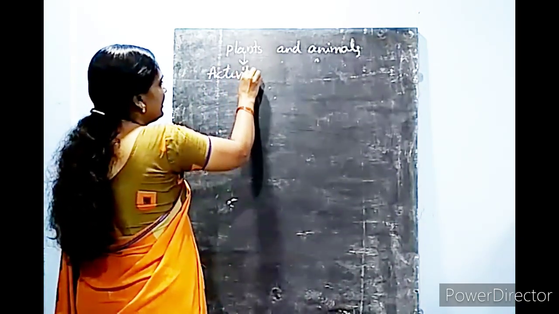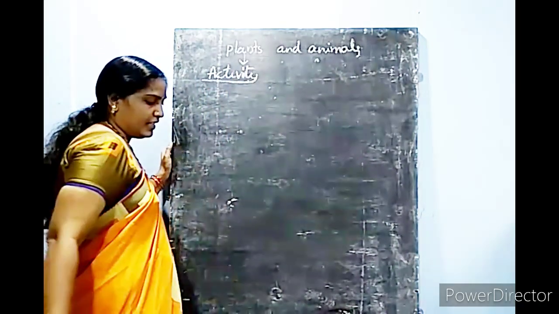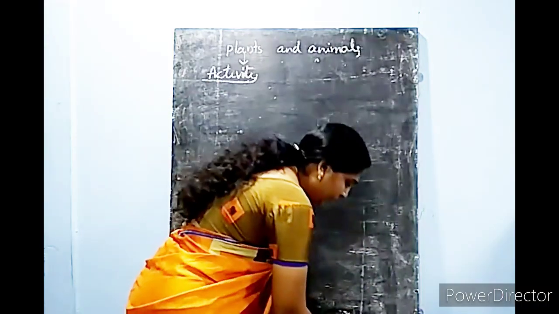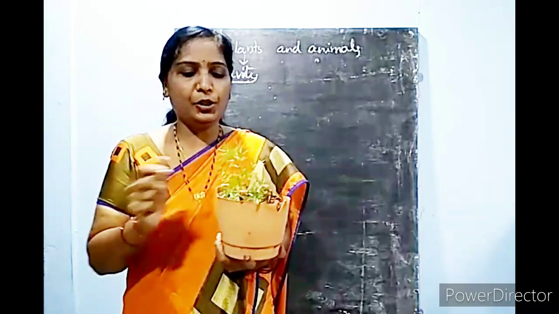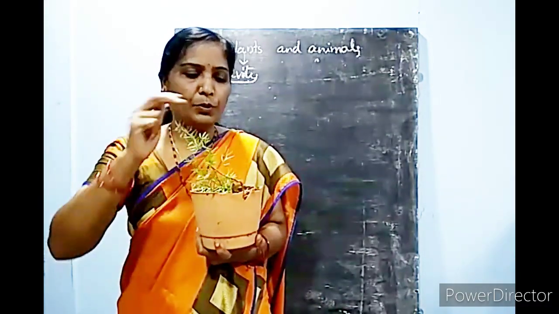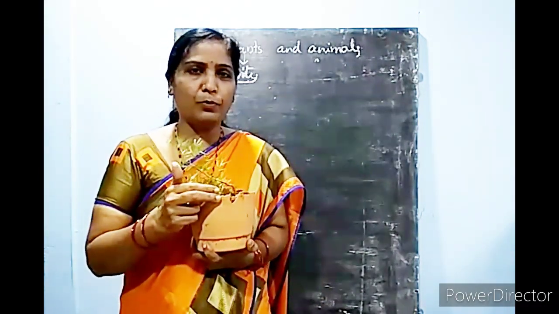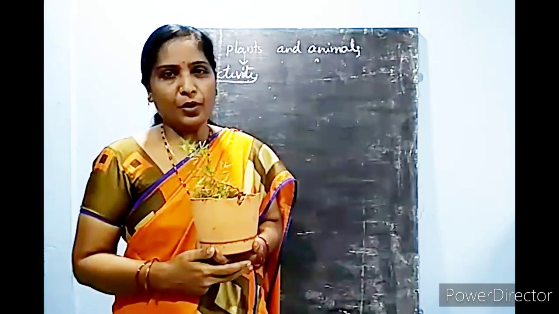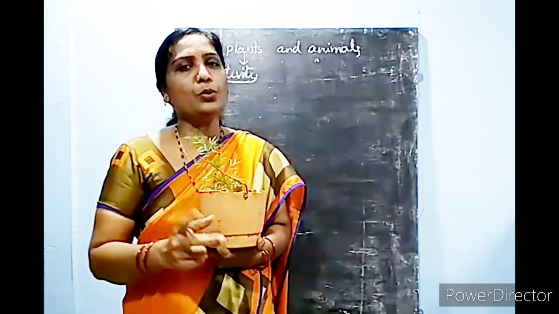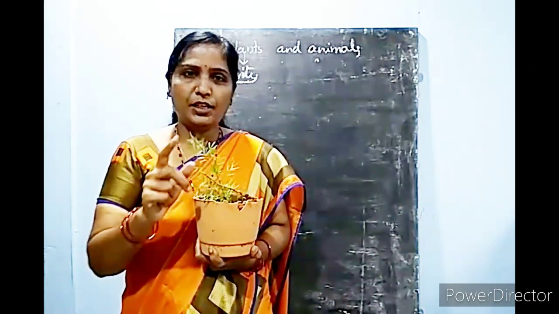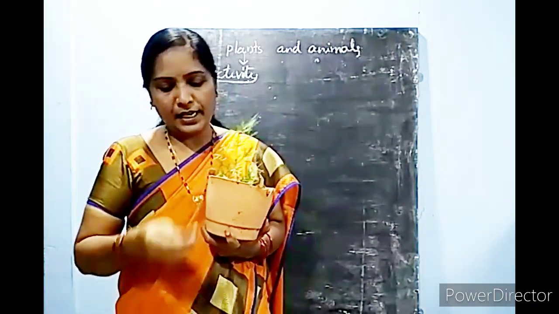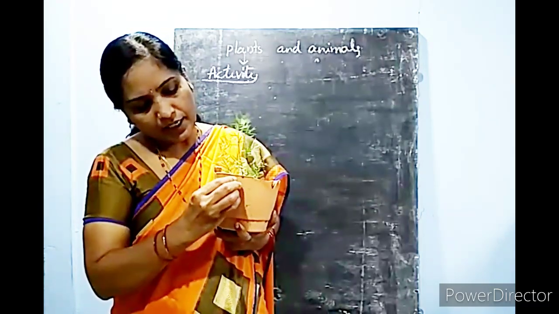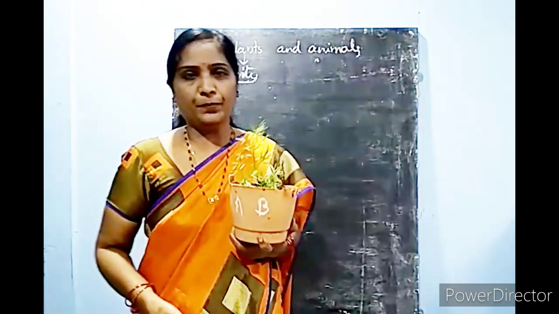To understand this, you are going to do an activity. Here we need to take two potted plants. Holding two pots will be difficult, so both plants are arranged in the same pot. When you are performing this activity, use two pots, children. Name one pot A, and the other pot B.